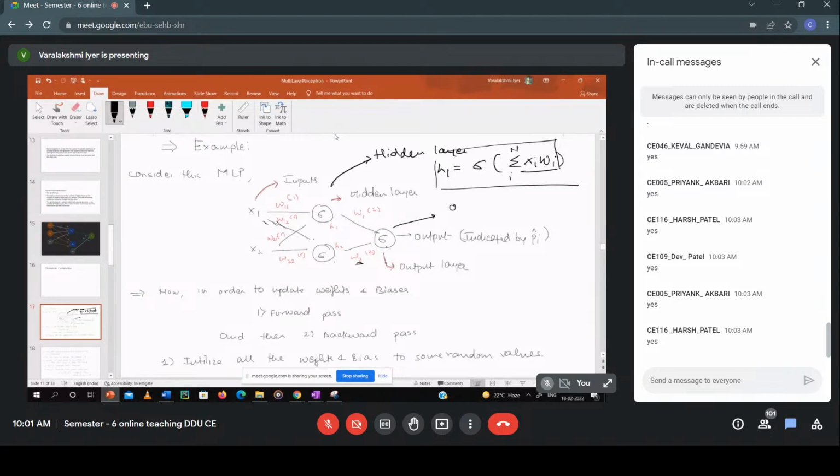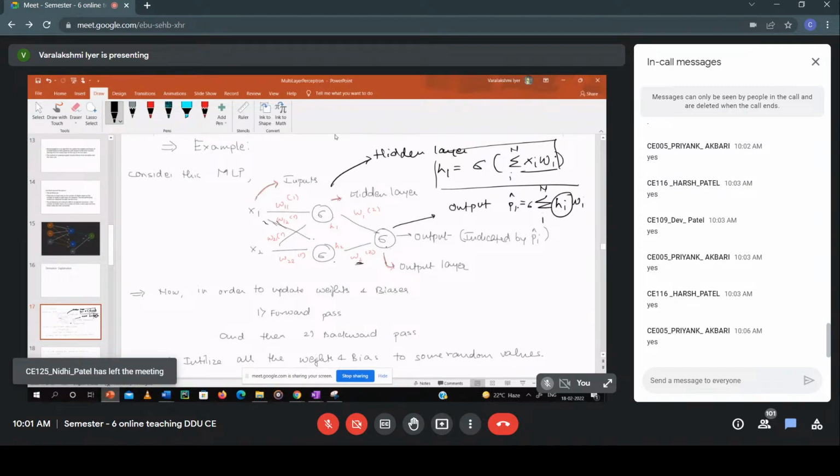The output that is generated, which is indicated by pi hat, will be the sigmoid of the summation, i equals 1 to n, of hi and wi. Are you getting what I mean by hi? hi is the output of the hidden layer, which is being passed into the output layer. Okay, up to this, are all the notations clear? What we are doing in the forward pass? Then only we can proceed with the derivation. So just let me know, is it clear or not?